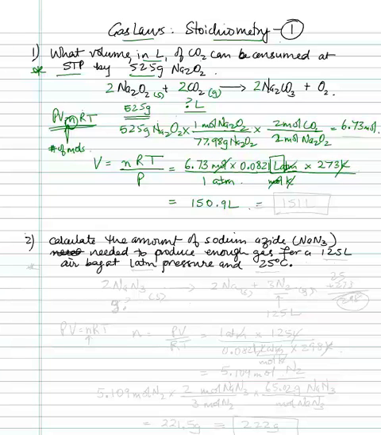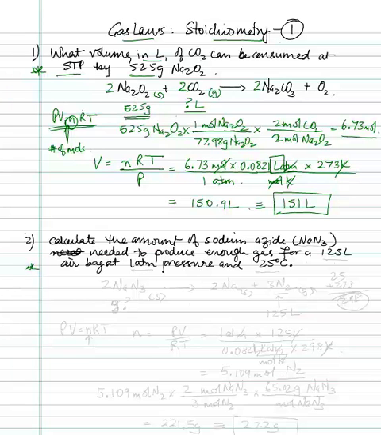Convert that into the right significant figures: 151 liters of carbon dioxide. Now, if you were doing this using the normal gram stoichiometry, then you would have converted 6.73 moles into grams. That's what you would have done. But since we are working with gas laws, you need to use PV equals nRT, the ideal gas law. Let's take another problem now.